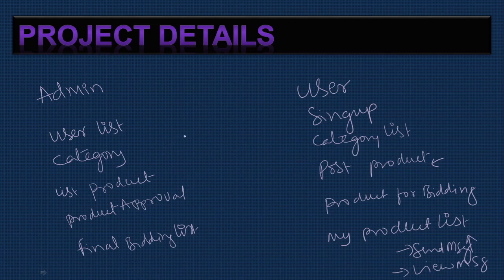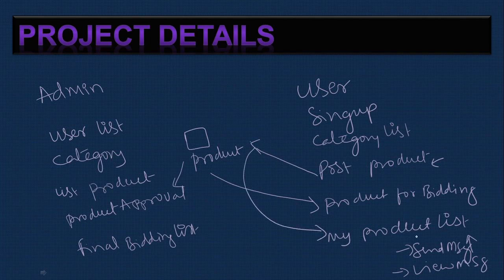But what is the main concept? If there is a product, so this is the product. After user sign up, he can post the product. Then it requires admin approval. Once admin has approved, all the users can view that one. After viewing that, they can do the bidding. Once they do the bidding, whatever you uploaded, you can view it again, what you uploaded and what is the corresponding bidding amount, so that you can finalize the bidding here. These are the main concepts in the bidding.